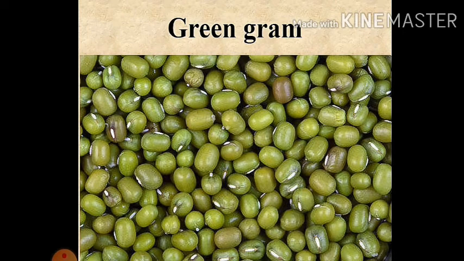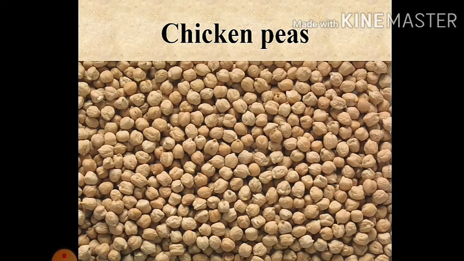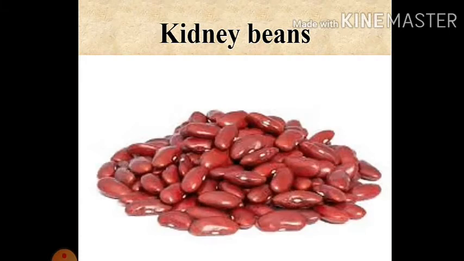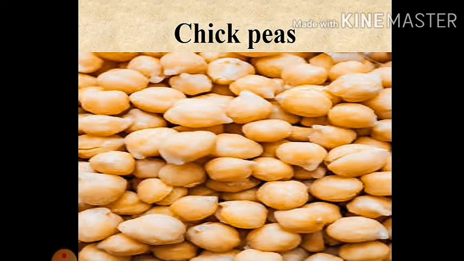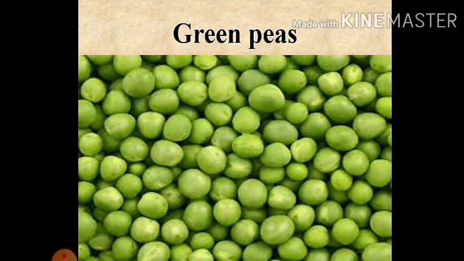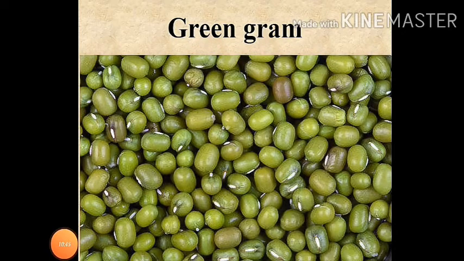Come on, let's see some examples of pulses. Green gram. You can see the picture of green gram seeds here. Chickpeas, kidney beans, field beans, green peas. So these are some of the examples of pulses.